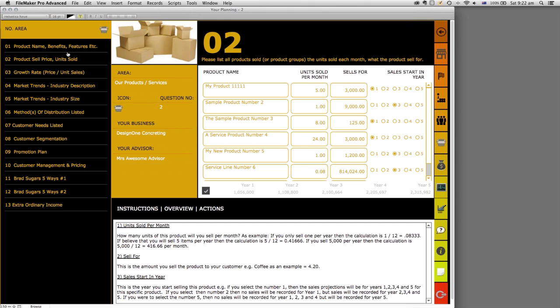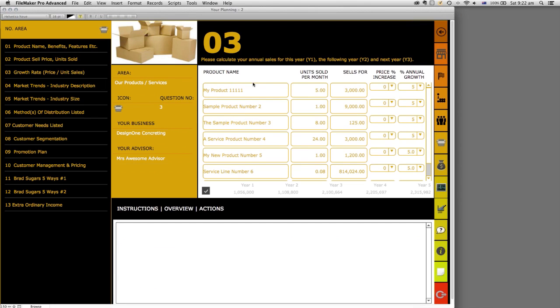Yeah. Then we go down to, so we're at screen 2, we go to screen 3, and you'll see it brings over the product name, it brings over the units sold per month, it brings over what the unit sells for, and then we start looking at, is there going to be a price increase, and is there going to be an annual growth increase in sales? Okay. So growth is volume, is customers, or by volume. So if we're selling 5 units a month, do we expect that to grow to 6 units a month, 7 units a month? Okay. Yeah. So again, put a number in, and then see how we're just working sequentially down the list.